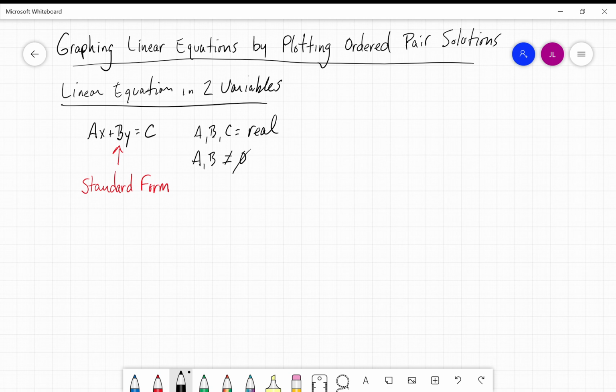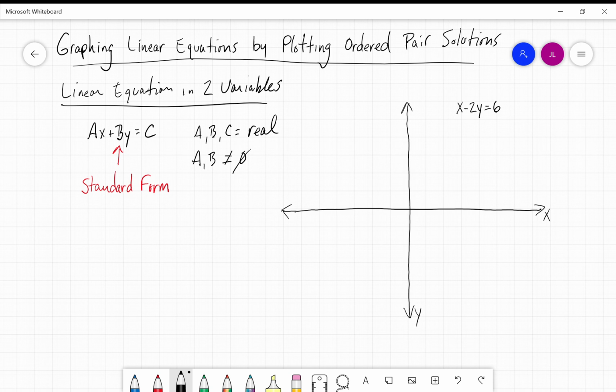Now, if we want to look at equations, I'm going to draw a little grid. There's our x. There's our y. Our arrows, because our grid goes on theoretically in an infinite manner. So let's look at an equation. Let's say we have x minus 2y equals 6. And we want to plot this.